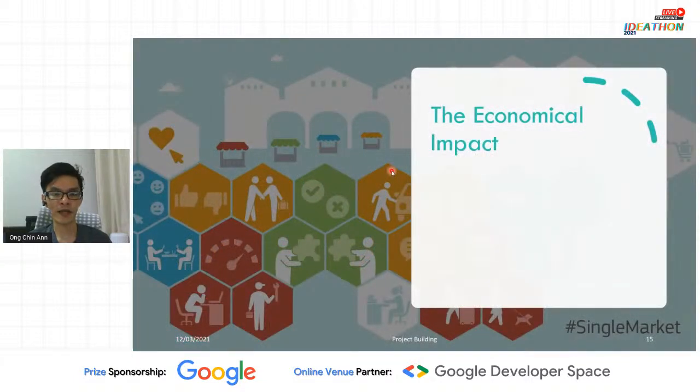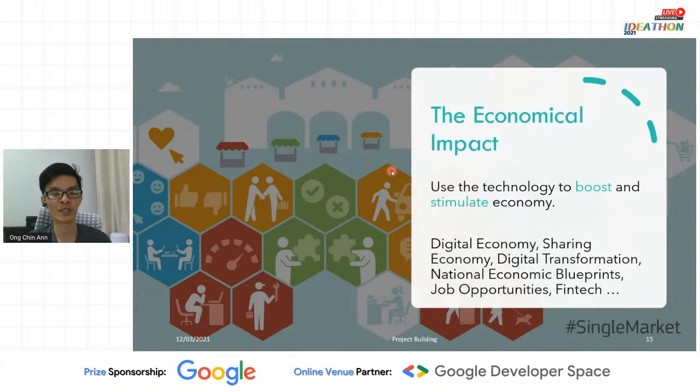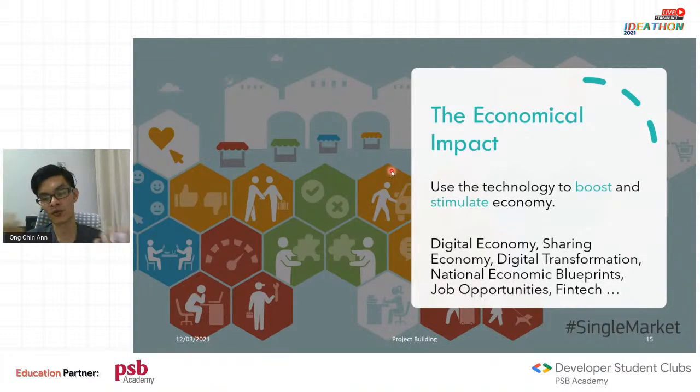On the economy aspect, you can probably use technologies to boost or stimulate the economy, right? So areas that you can look at will be something like digital economy, sharing economy, digital transformation for SMEs, and national economic blueprints, right? So if you are in Singapore, you may want to understand the national economic blueprint for Singapore, or even your home country. Then you'll be able to propose some ideas on how these blueprints can be materialized, or how the economy can grow and expand at scale, right? And probably something like job opportunities as well, or areas like fintech and so on, right? So these are the areas that you can look into if you want to create solutions that have impact in terms of economics.